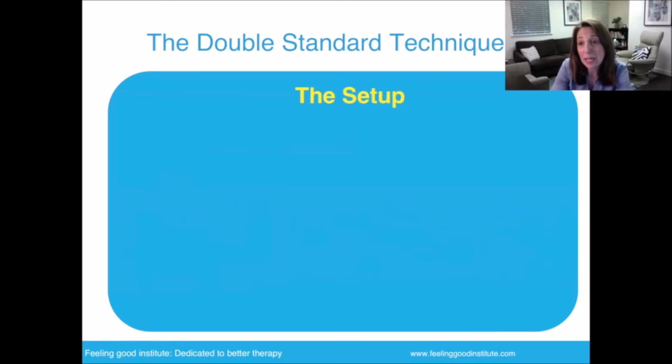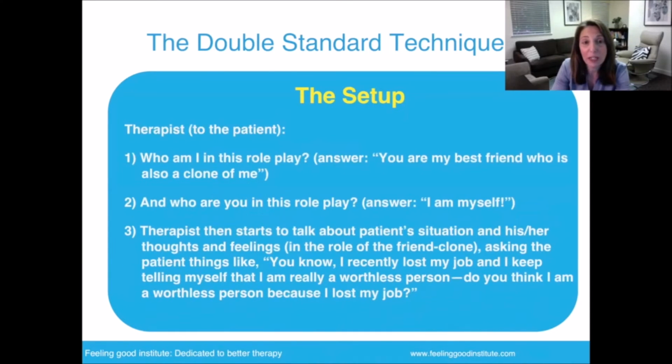So what's the setup of this role-playing technique? Well, the therapist will say to the patient after describing the two roles, remember, I described the roles I just told you on the last slide. So you, patient, you'll be yourself, and I will be a dear friend of yours, but I'm also a clone of yours. I grew up in the same family that you grew up in. I have the same friends that you have. I have the same job that you have, and I'm currently struggling with exactly the thing you've been struggling with.